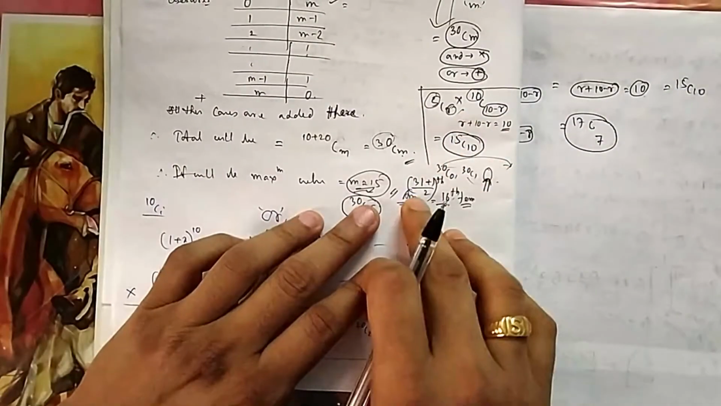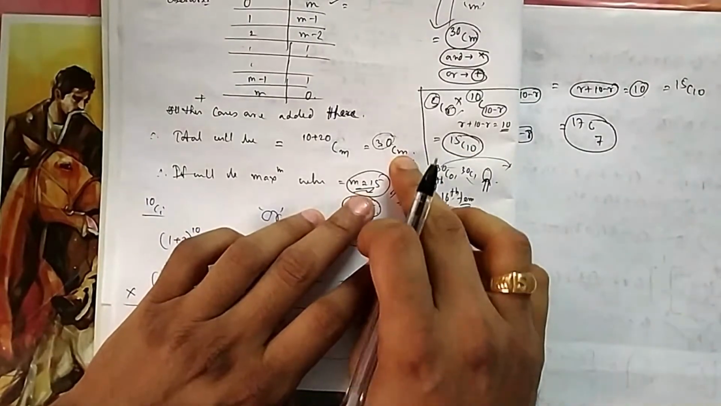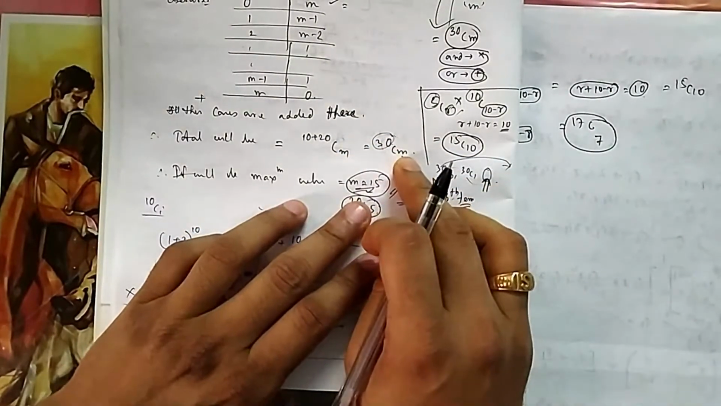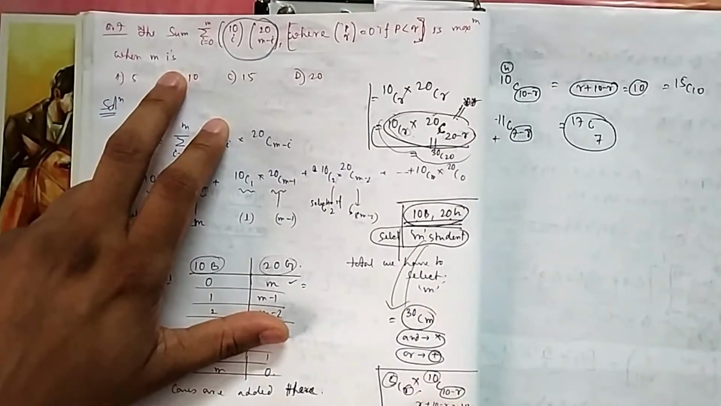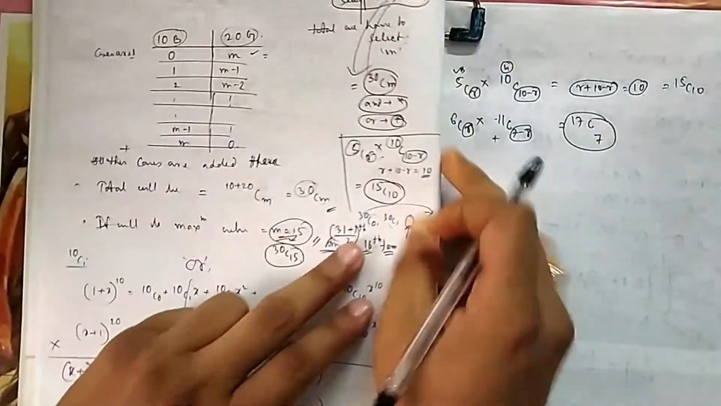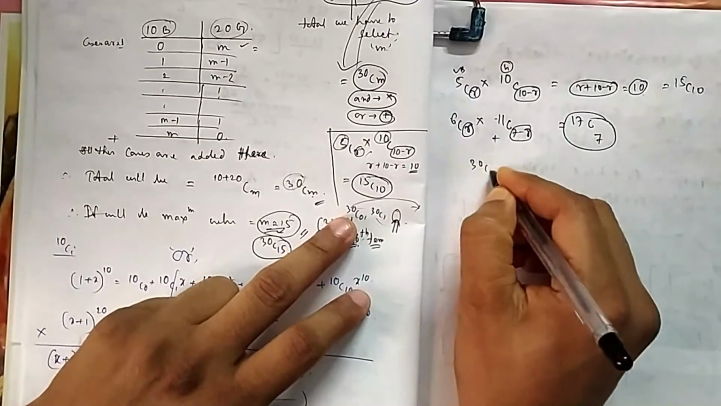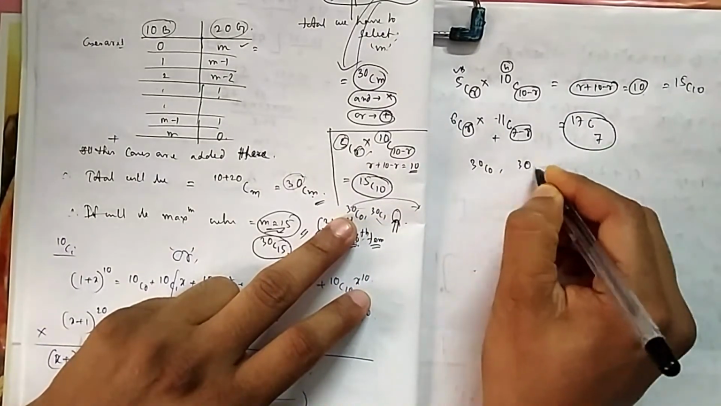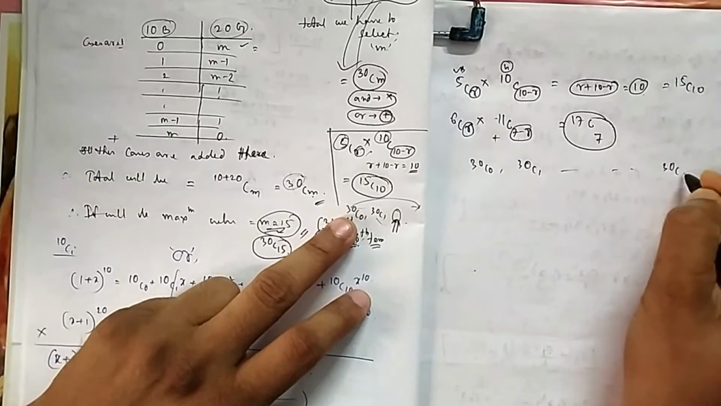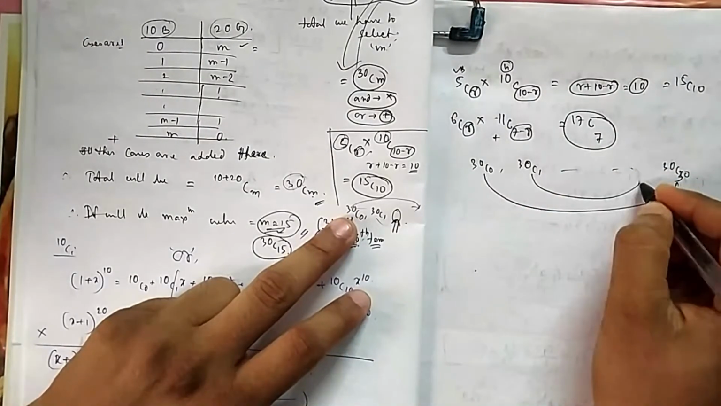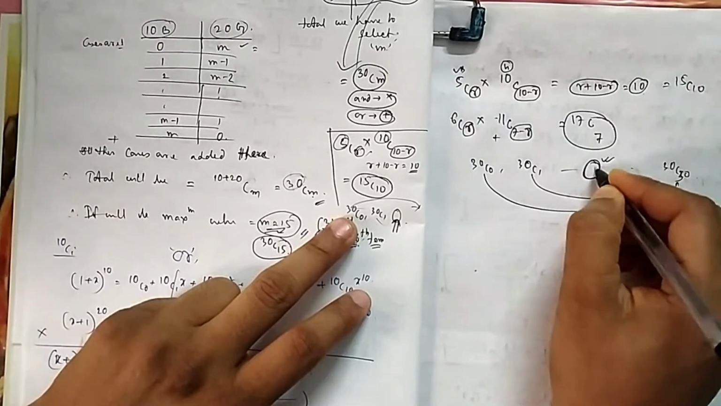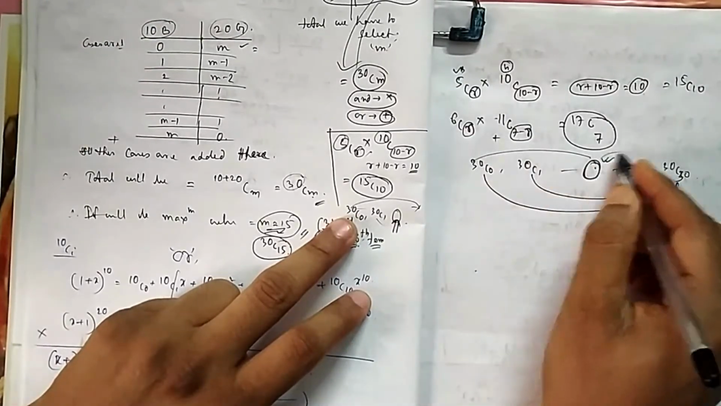Now you got m is equal to 15 from 30Cm. Now they are asking for which m it is maximum. Now how many ways can you write 30Cm? It can start from 30C0, 30C1, and so on. Now you know the property of binomial coefficients: these and these are equal. So the greatest one is always in the middle. It starts increasing, then it starts decreasing.